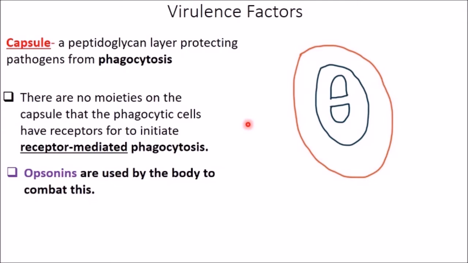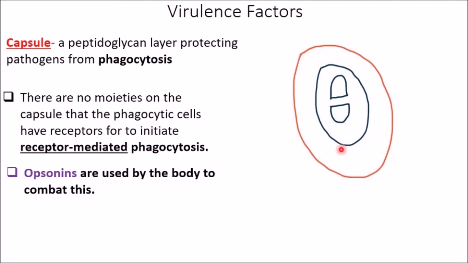But opsonins are used by the body to combat the fact that a bacteria has a capsule, because that capsule is really protective. If we didn't have opsonins, we wouldn't be able to combat it. So opsonins are proteins or chemical mediators, really mostly proteins though, that can recognize moieties on the capsule and bind to it, and then that opsonin is recognized by a phagocytic cell to initiate receptor-mediated phagocytosis. If you didn't get that, we'll cover it more in immunology.